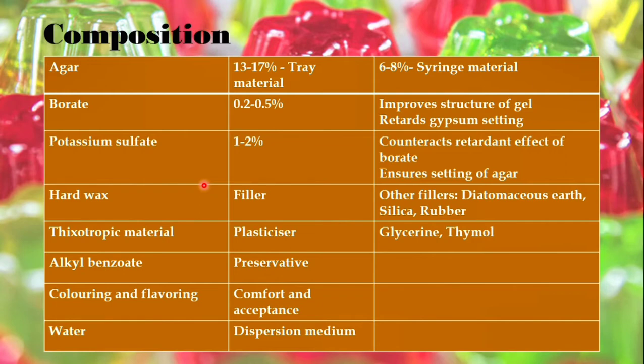Now thixotropic material is more like a plasticizer, which we know. It's a material which is going to increase the plasticity or elastic nature of the material. Commonly used are glycerin and thymol. Thymol is going to give us an added benefit of being a bactericide, like an antibacterial agent or an antifungal agent. Now alkyl benzoate is going to be a preservative, since agar is stored in bulk. We tend to store it in bulk because it has a good shelf life. So this alkyl benzoate will ensure that it doesn't go bad.